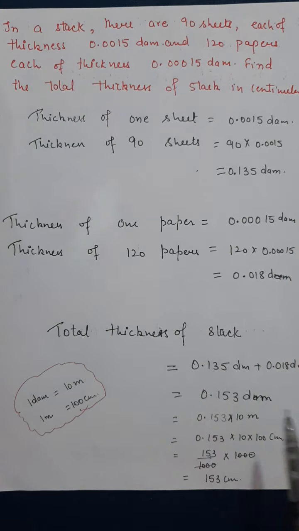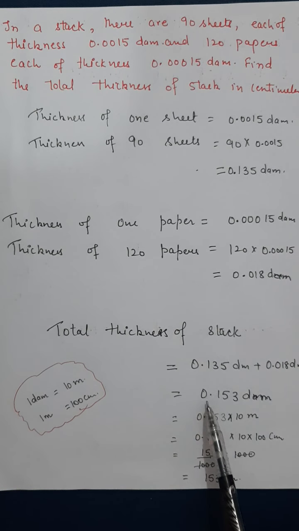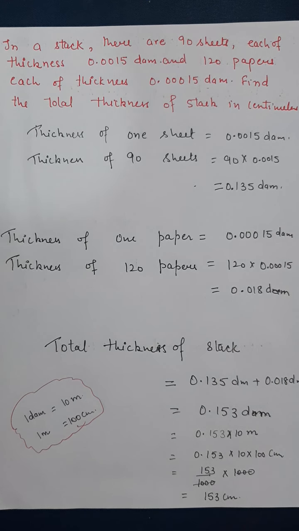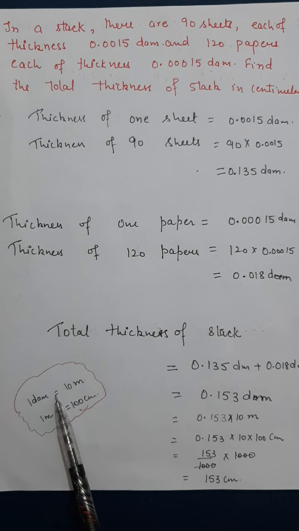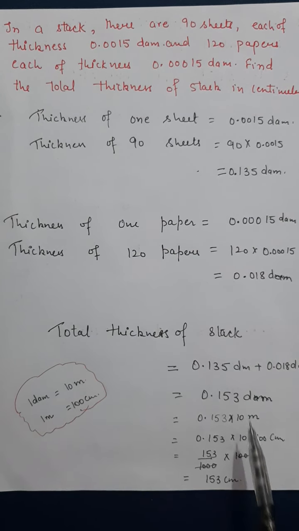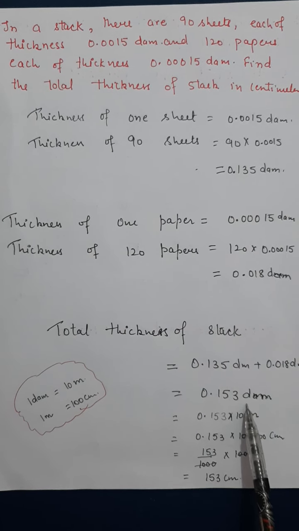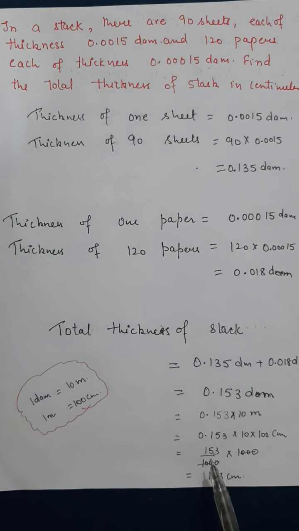Total thickness of the stack, if we add these two thicknesses, then we will get the total thickness. Total thickness will be equal to 0.153 decameters. Okay. Now we want to change it into centimeters, right? And we know 1 decameter is equal to 10 meters. So we are doing multiplication with 10 meters. Decameter, we are changing to meters. Then we will change it into centimeters, right?